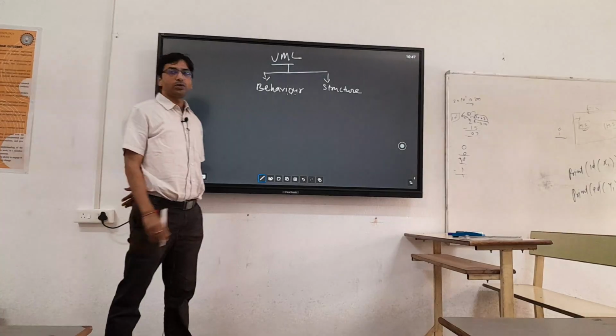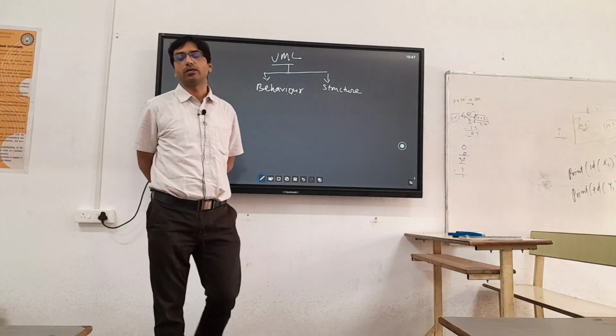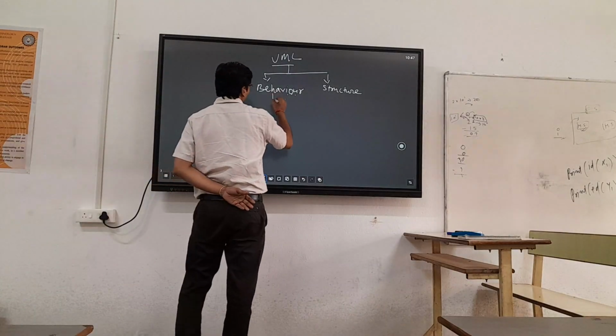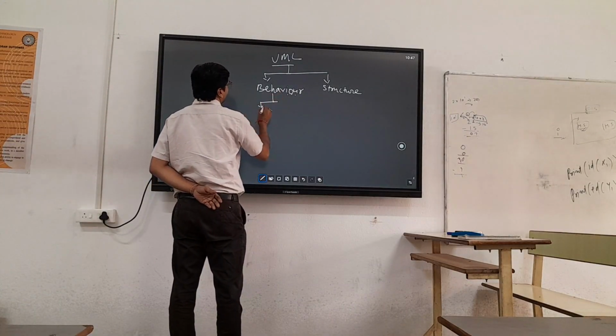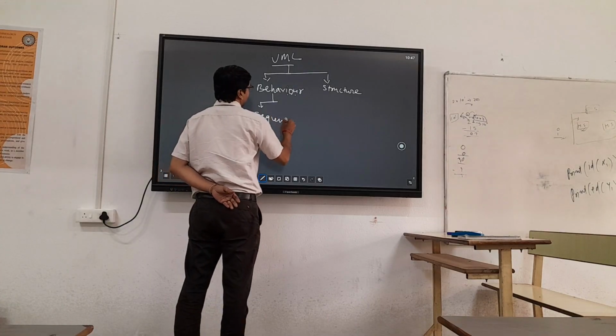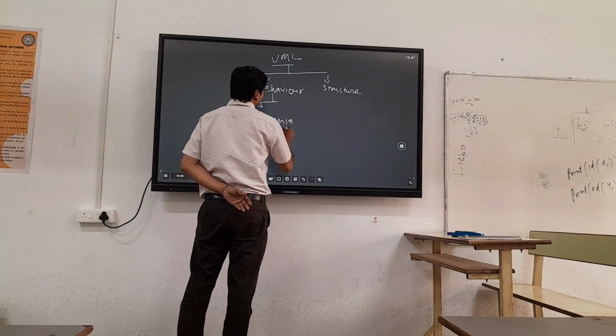In UML, we have two types of diagram, behavior and structure. In behavior, I am going to tell about the sequence diagram.